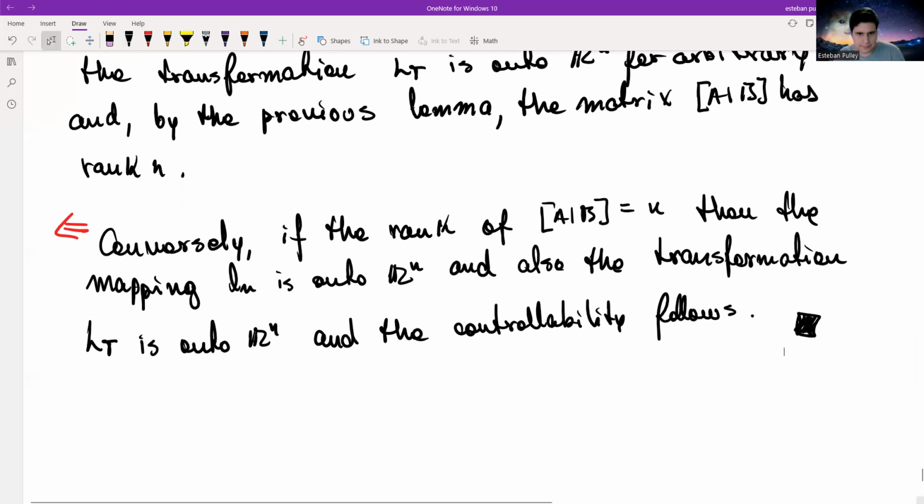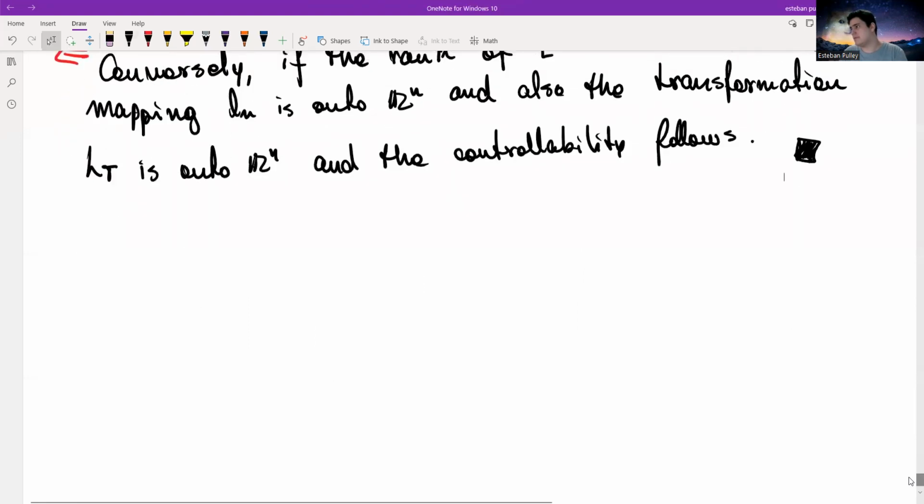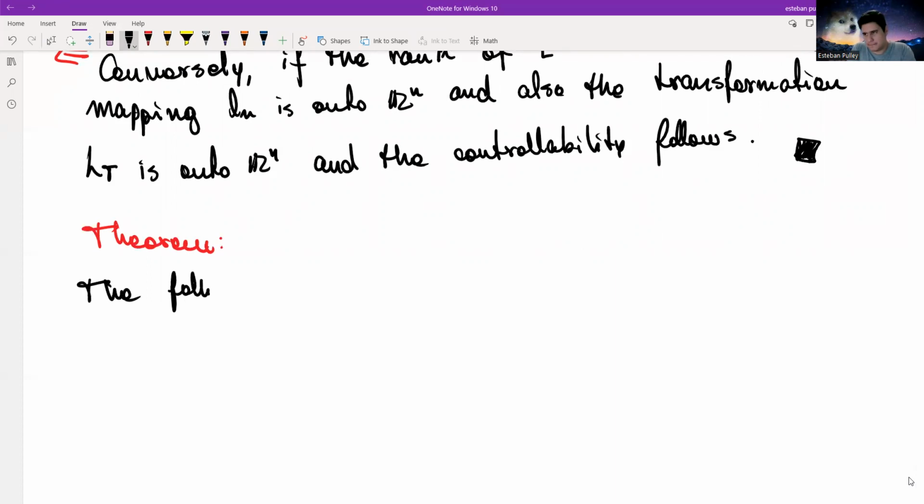So with this theorem we can prove another theorem that is very important, but it's too large for this video. So we only initiated it and we use it in the next section. So it says that the following conditions are equivalent.